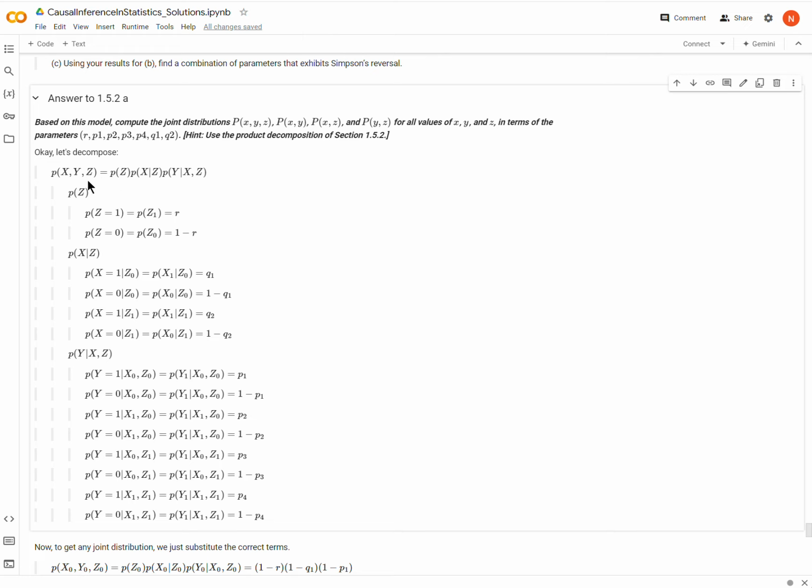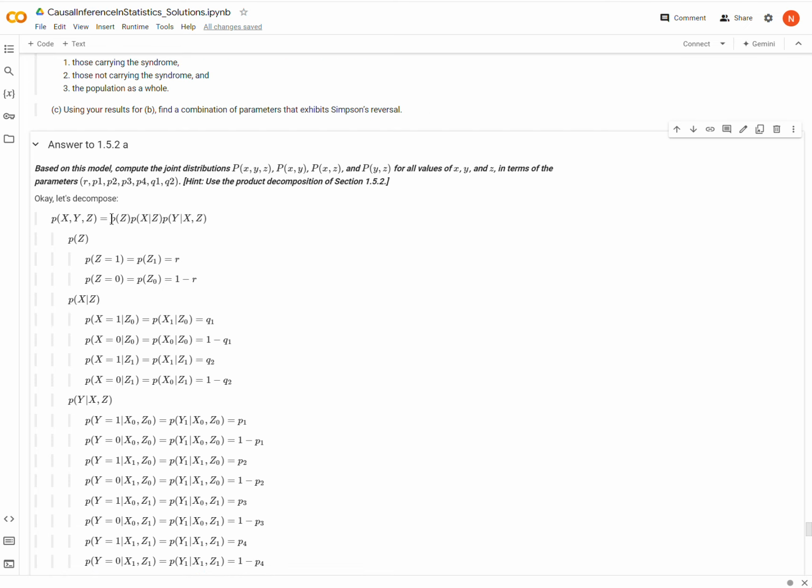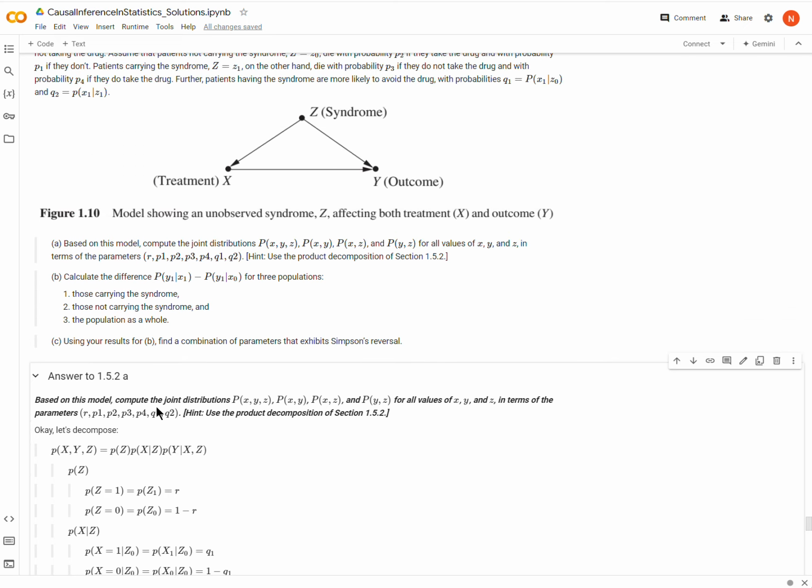Okay, so one way that we can do this is to decompose our joint probability distribution. What we could do is say the joint distribution could be the probability of z times the probability of x given z times the probability of y given x and z. And notice how this maps really onto our DAG, right? We have the probability of z.